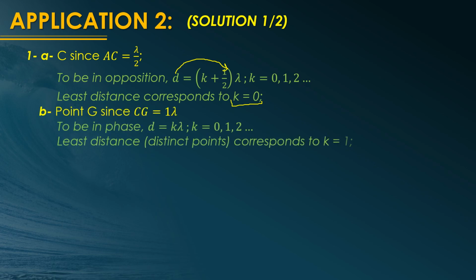The second part, the closest point to be in phase with point C, we notice that the answer is point G, because CG equals 1 lambda for the same reasons.